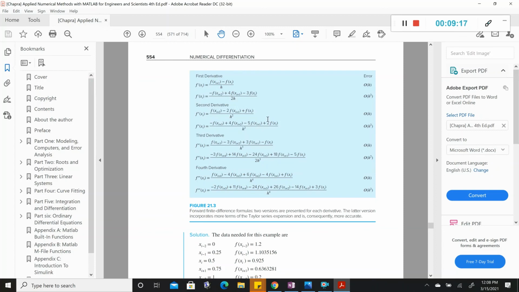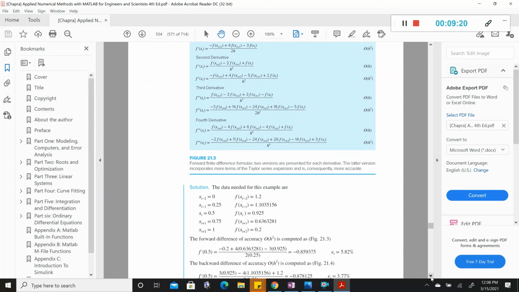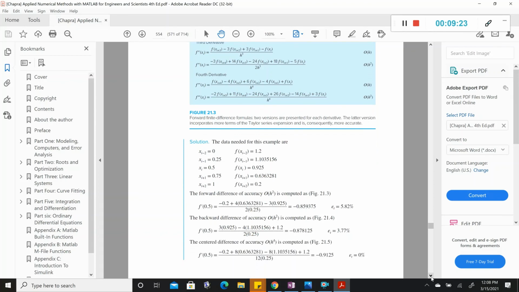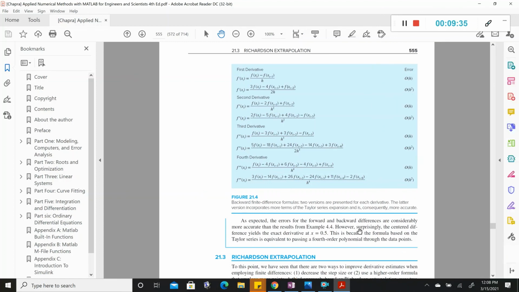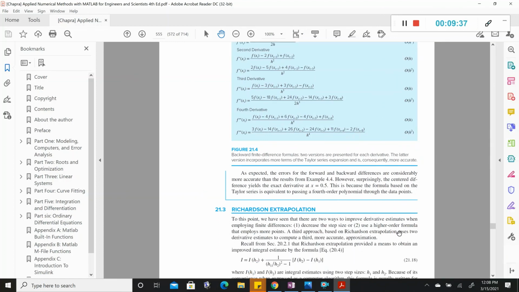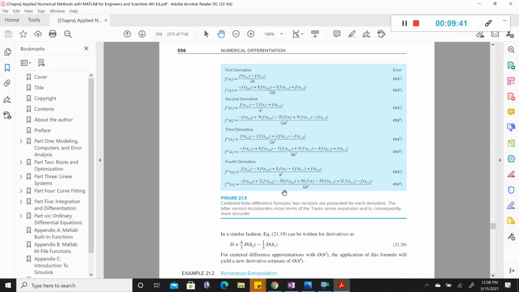And these are just the forward finite difference ones. If I go to the next page, we have backward finite difference. There we go. Backward finite difference formulas. Okay. And again, you have the errors here on the right. And then finally on the next page, here we go. We have the centered finite difference formulas, and these are typically more accurate.